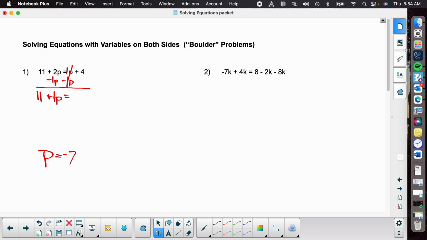How about on the right-hand side? What's the only thing left? 4, good. Okay? You wanna keep going? Sure. Okay?